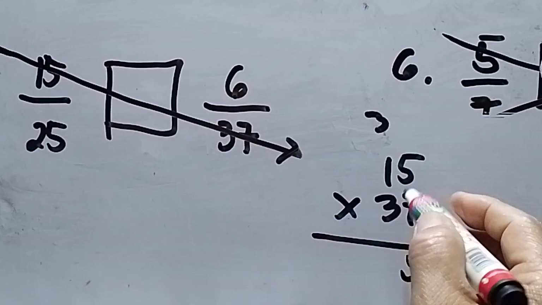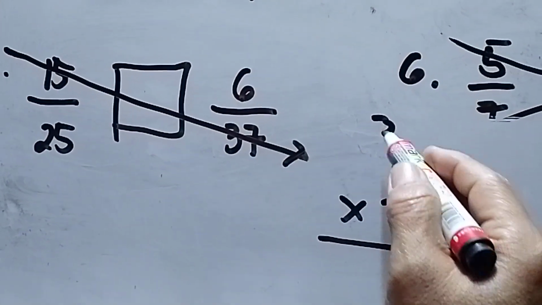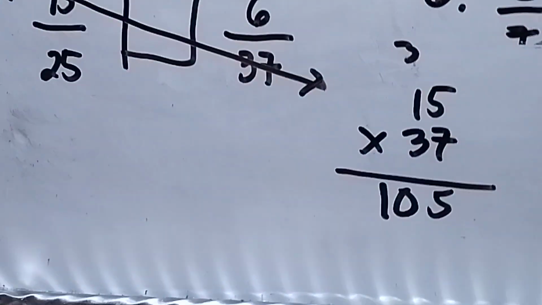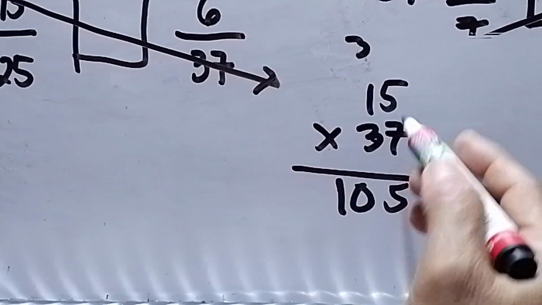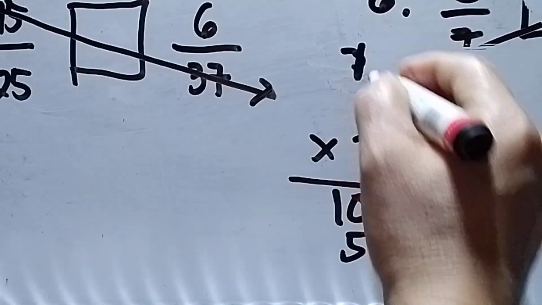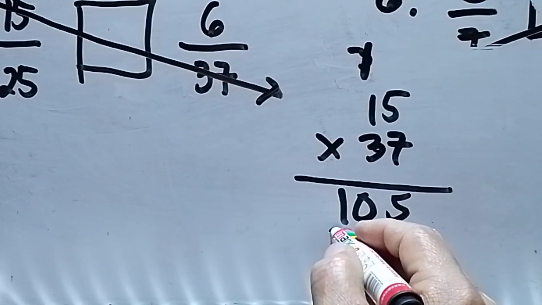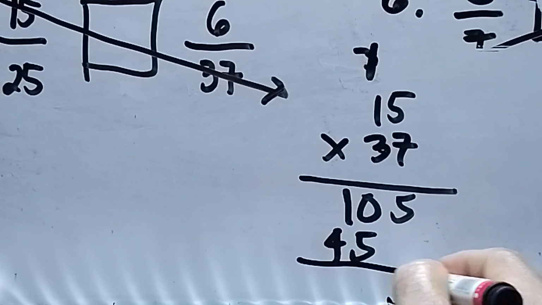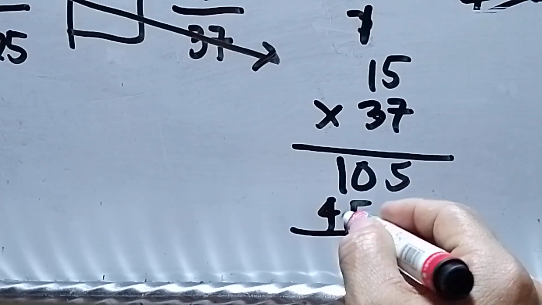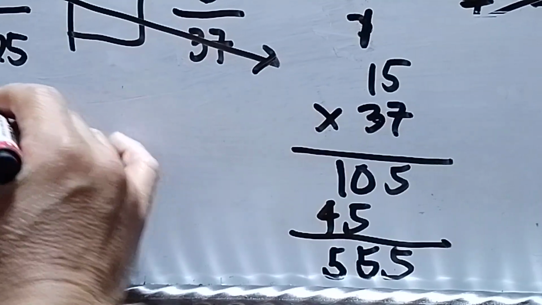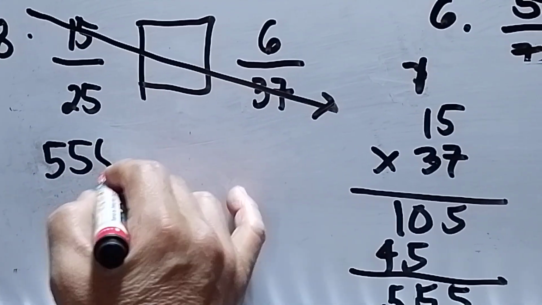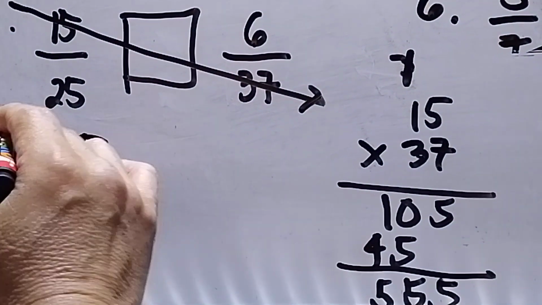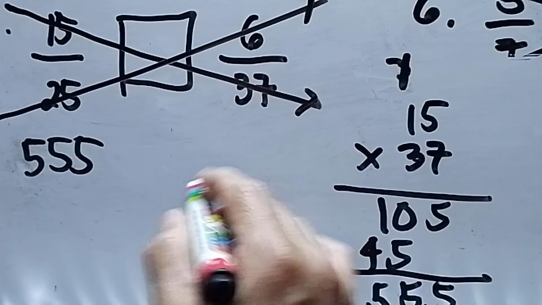Carry 3. 1 times 7. 7 plus 3 is 10. 3 times 5 is 15. Carry 1. 1 times 3 is 3 plus 1, 4. So this will be 5, 5, and then this is 5. So this is 555. How about 25 times 6?